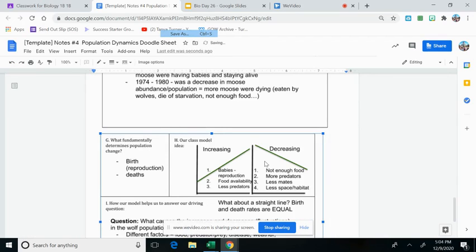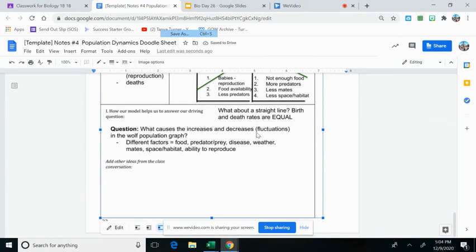So I'm going to save and close that. I have no idea. Oh, look, it showed up. And that is the end of this note.